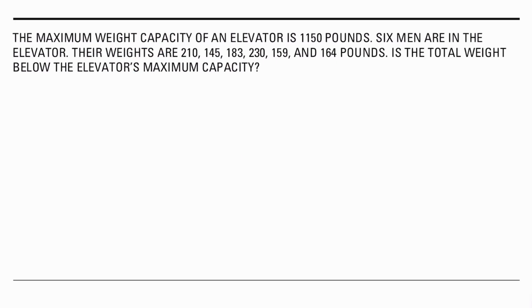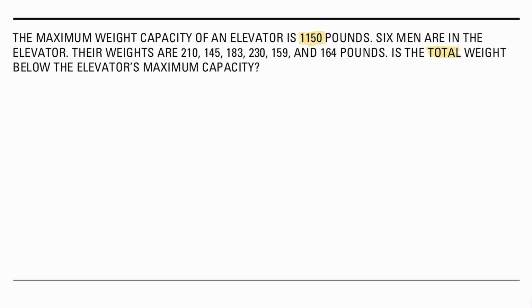The maximum weight capacity of an elevator is 1,150 pounds. 6 men are in the elevator. Their weights are 210, 145, 183, 230, 159, and 164 pounds. Is the total weight below the elevator's maximum capacity? And so looking for some keywords here, even though it's in a different context, I can still see that I want to find the total weight and then I have some other condition that I want to check. And so the condition is, once I find the total, I want to see if it's less than the maximum capacity, which we know is 1,150.